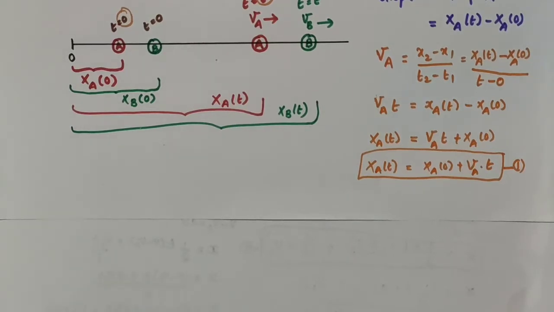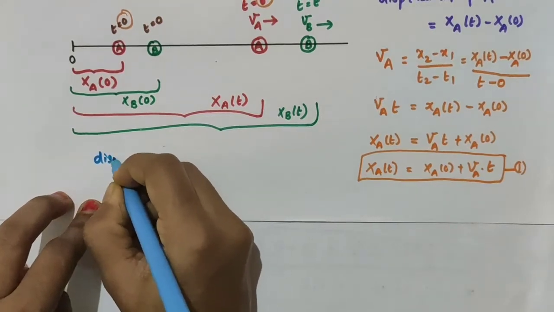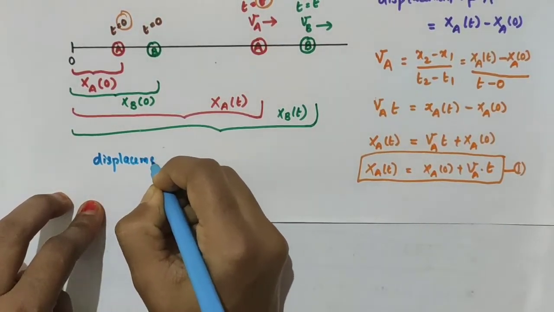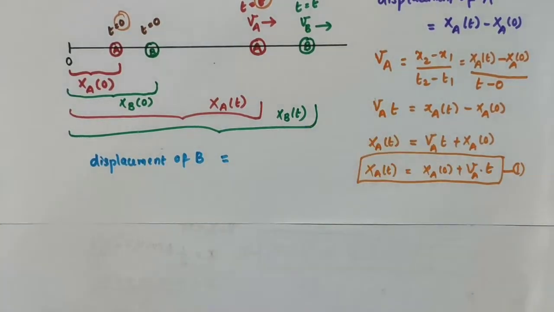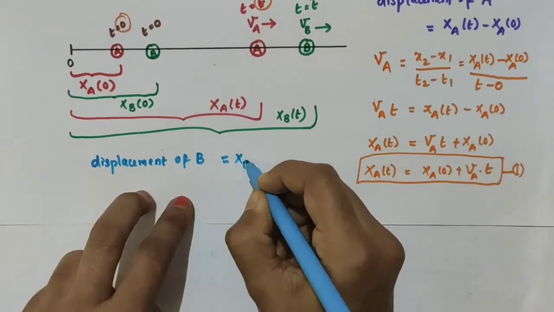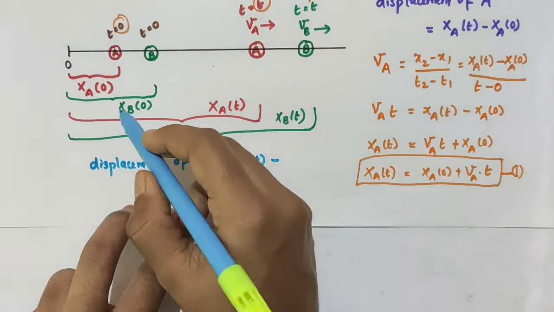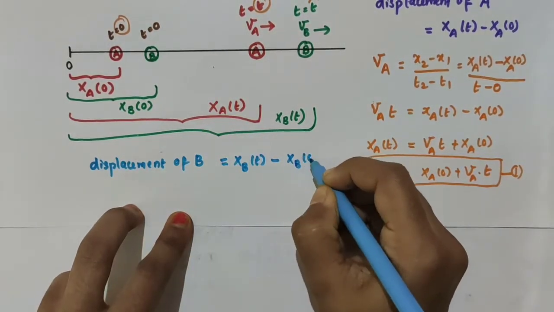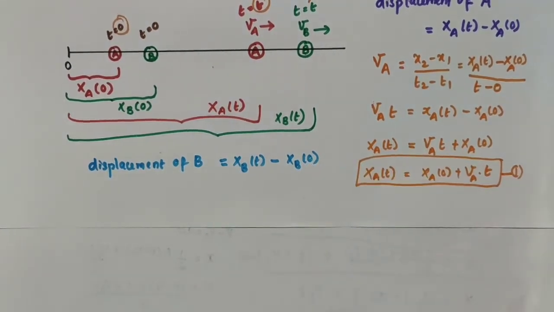Similarly, here what will be the displacement of B? The displacement of B will be its final position minus initial position. Its final position is xB of t, that is the position at time t, minus the initial position xB of 0, that is the position of B at the time t equal to 0 seconds. Alright, so this is the displacement of B.